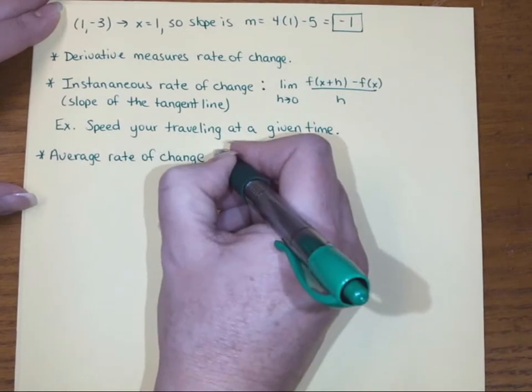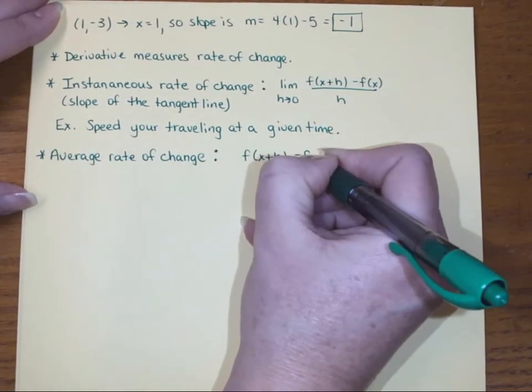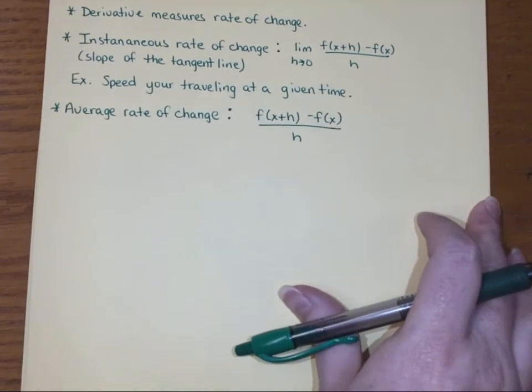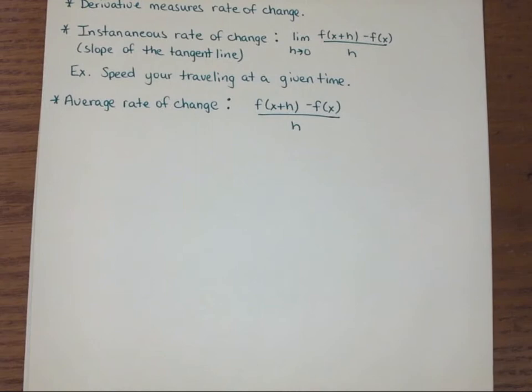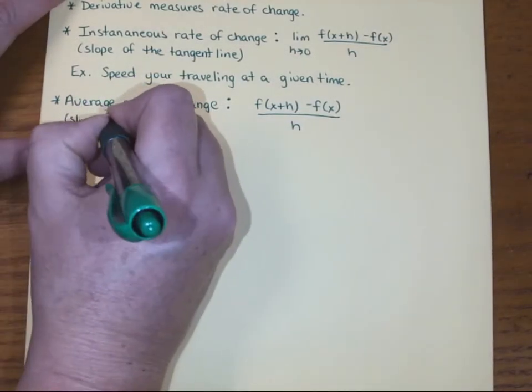So the formula for average rate of change is very much like the one for instantaneous rate of change. Just hopefully you notice that it's missing something. Notice it's a slope formula without the limit part, so we don't have the limit as h approaches 0. We talk about this as the slope of a secant line.